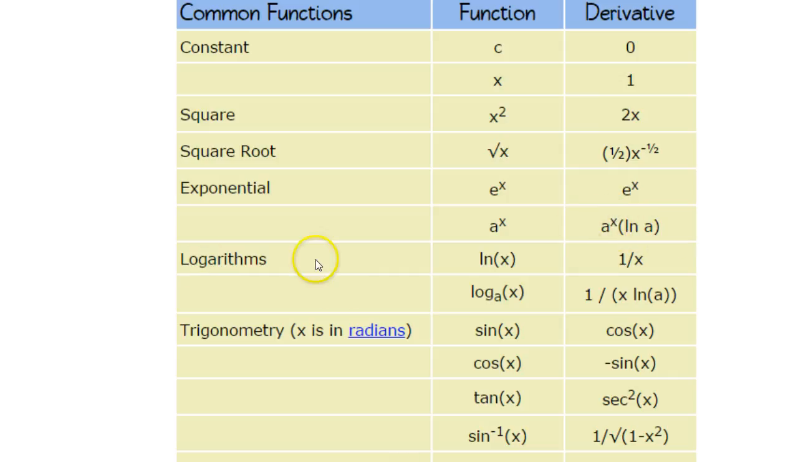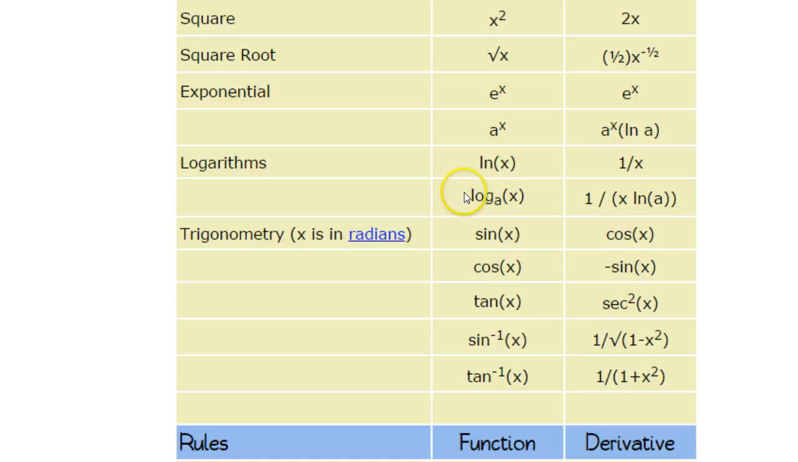of a. Logarithms: the derivative of natural log of x is going to be 1 over x. And you'll understand why we don't do x to the negative 1 up here. The derivative of log base a of x is 1 over x times the natural log of a. And then in trig, the derivative of sine of x is cosine of x.